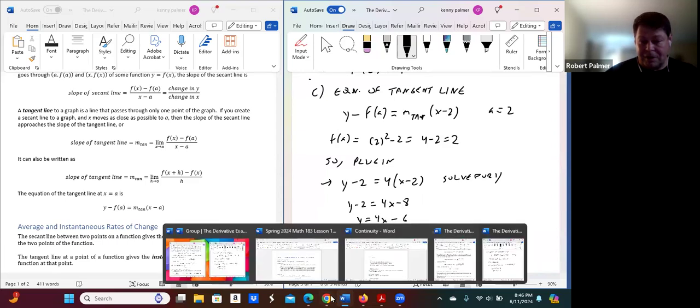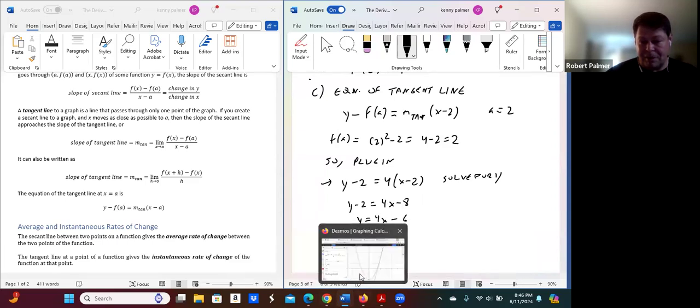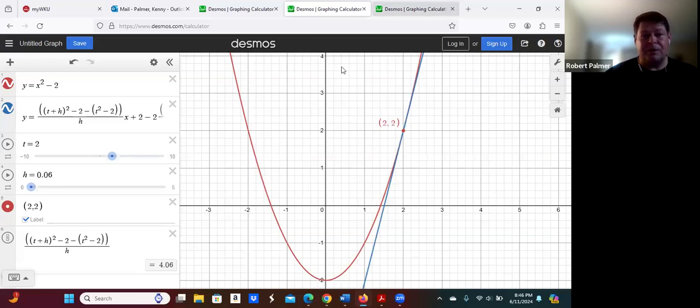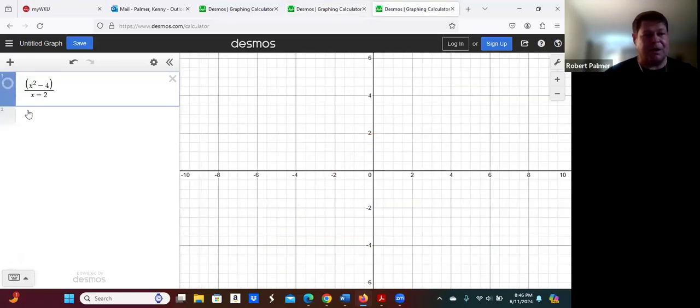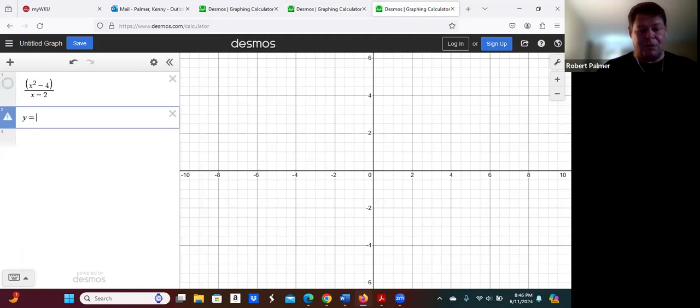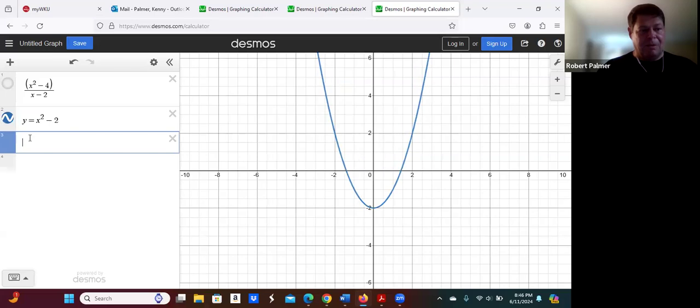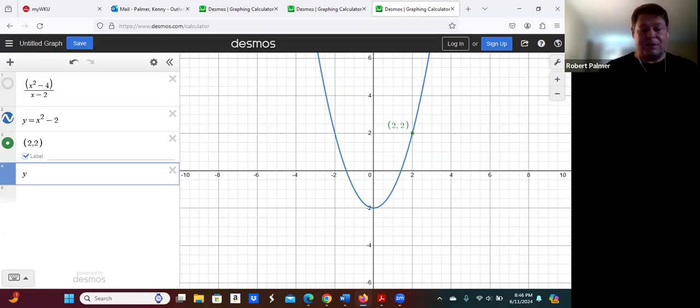Now, let's make sure that's true. Let's go back to Desmos one more time. I just turn this off. My function I'm working with is y equals x squared minus 2. I'm looking specifically at the point 2, 2. And what I said is the equation of my tangent line should be y equals 4x minus 6. Let's make sure that's right. Of course, they're both in blue, but it appears to be correct. All right, good.